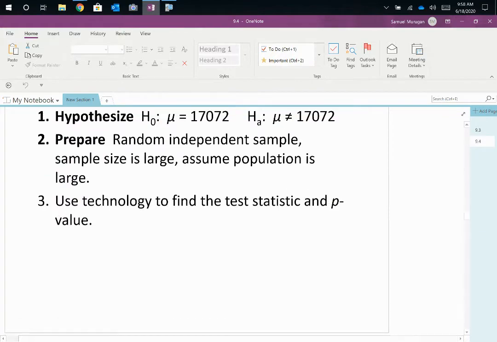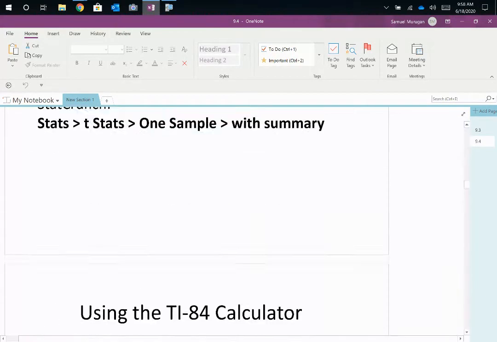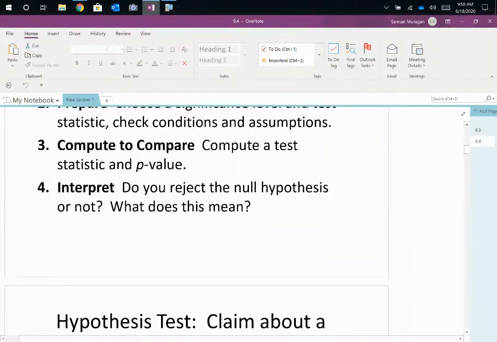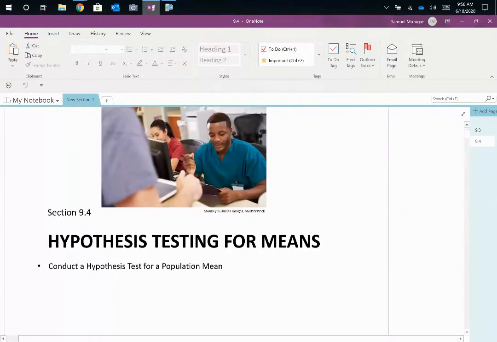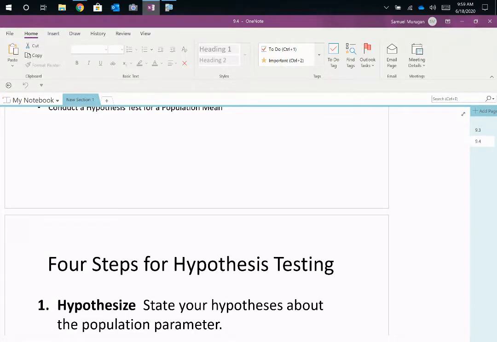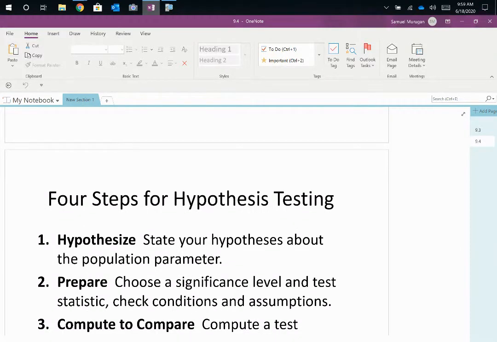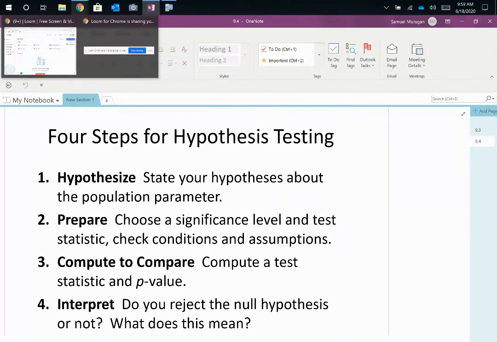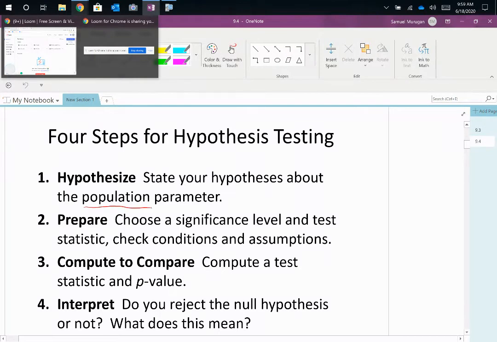Hi all, so we're looking at chapter 9.4, which is dealing with hypothesis testing, how to conduct a hypothesis test for a population mean. The 4 steps for hypothesis testing. Firstly, you would state your hypothesis about the population parameter. Again, emphasis, the population parameter.